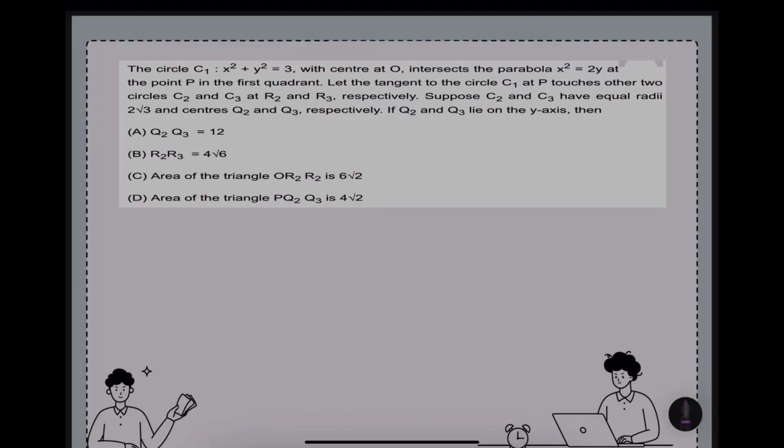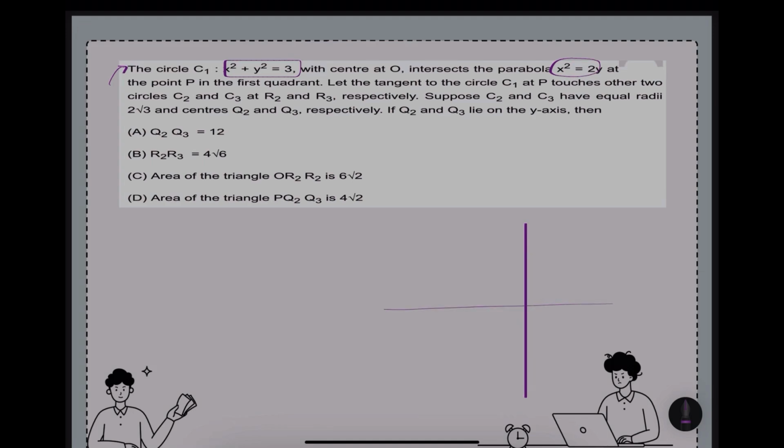We got another interesting illustration, and this is a very unique one. You will connect lots of your concepts from straight line as well as circle. Okay, now look at this one. The circle C1, so you have a circle C1 with center O, intersects the parabola at the point P in the first quadrant. Okay, so we will try to draw a diagram.